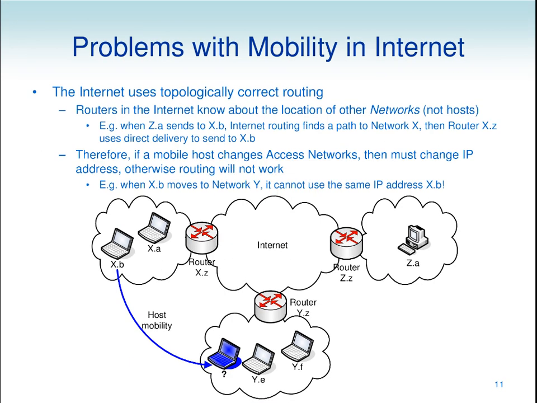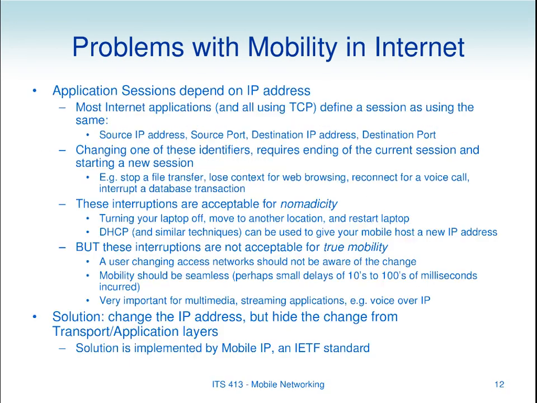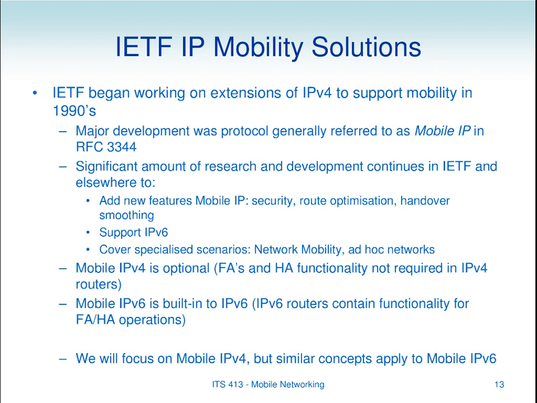Let's go through how mobile IP works. Internet Protocol version 4 is in widespread use and has been around for a long time. The organization that maintains IP started working on a way to handle mobility in the early 90s, so that's more than 20 years ago. They came up originally with a request for comments, standards number 3344, and it's generally referred to as mobile IP. So there's IP and mobile IP.